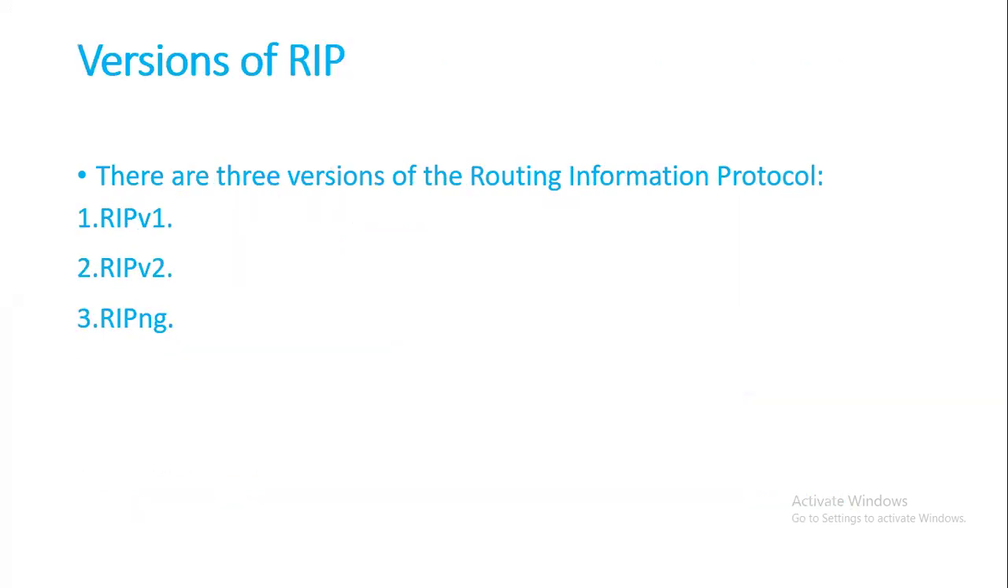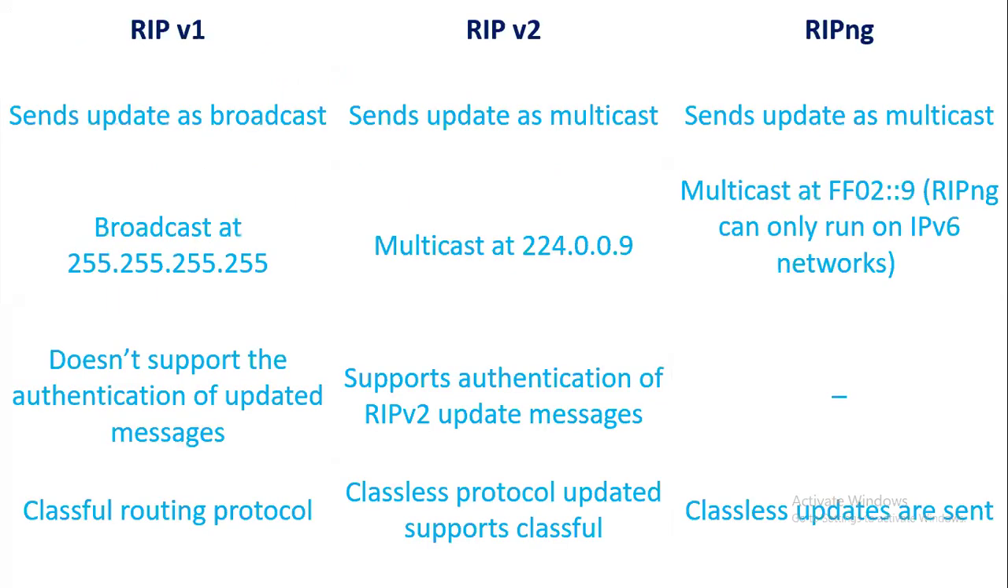If you talk about the RIP versions, we have RIP version 1, RIP version 2, and RIPng. The latest syllabus added RIPng because that is used for IPv6. RIP version 1 and RIP version 2 are used for IPv4. Let's talk about the differences between RIP version 1, RIP version 2, and RIPng.